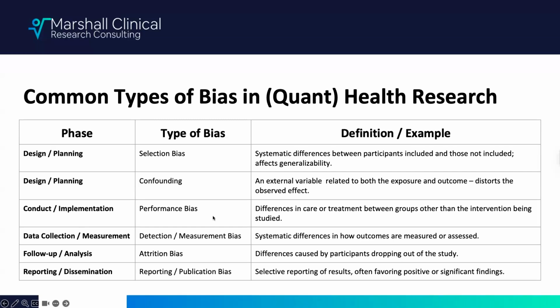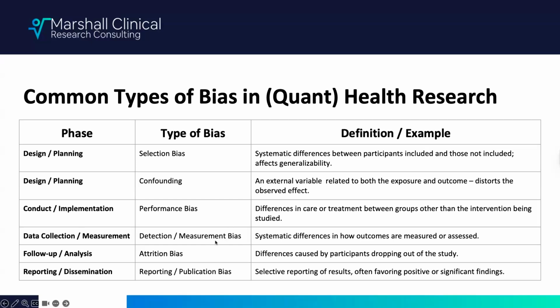Performance bias can be differences in care or treatment between the groups for reasons other than the actual intervention being studied. Maybe the physicians in one arm of the trial might not be providing the same quality of care as the other one. That might lead to poor results in that arm not because of the new treatment, but just because the practitioners were not providing care at the same quality, right? So that has to be assessed for as well.